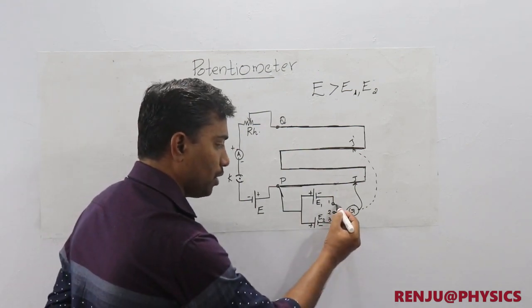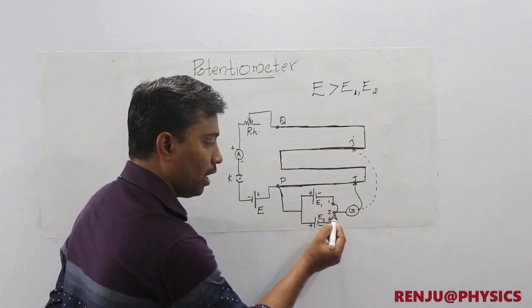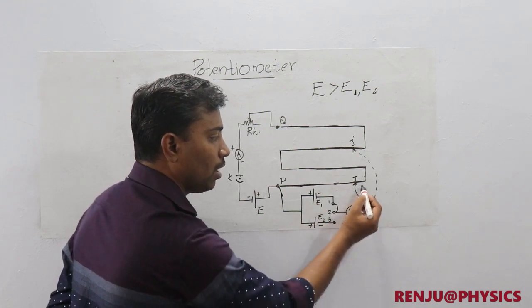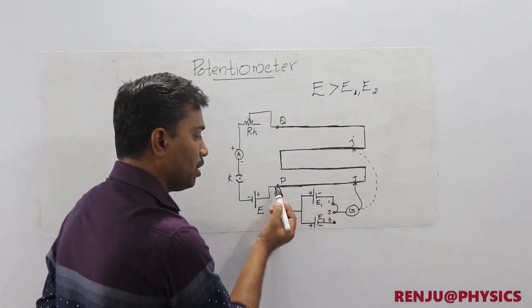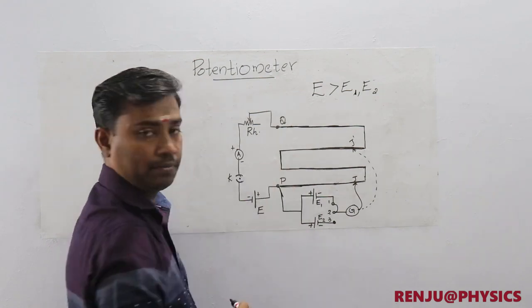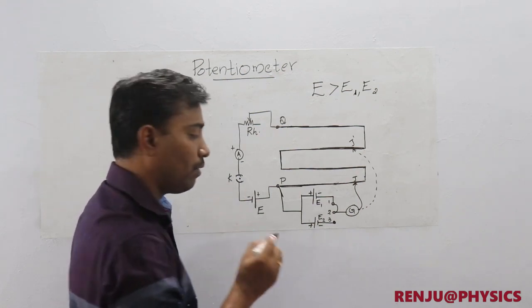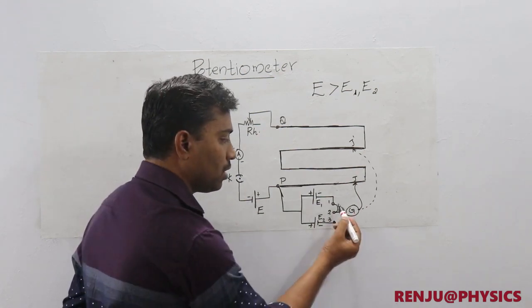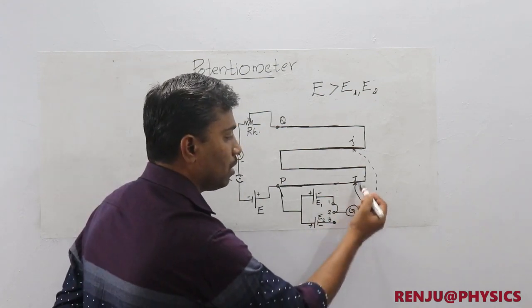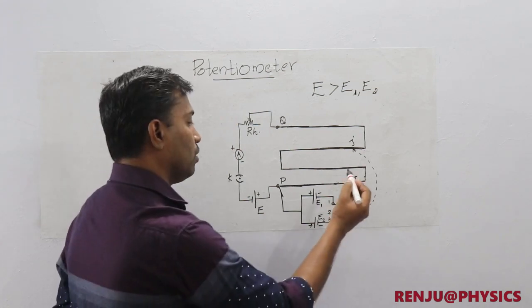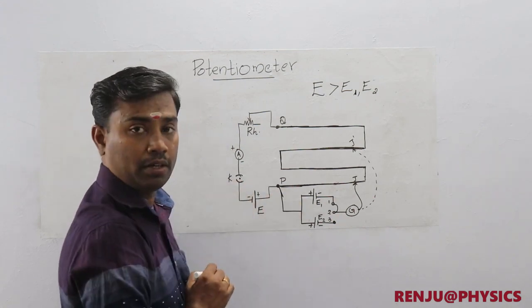To find the balancing length for E1, we connect terminal 1 and terminal 2. Terminal 2 is connected to the galvanometer through a jockey. Then we move the jockey from the positive end of the wire to the negative end.